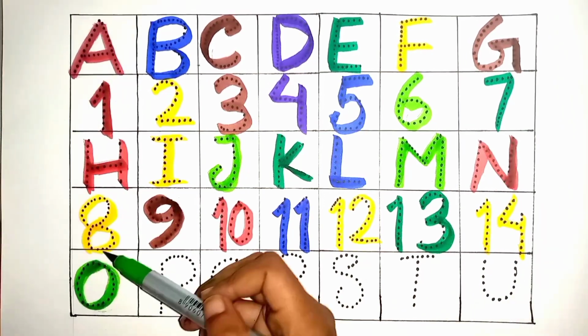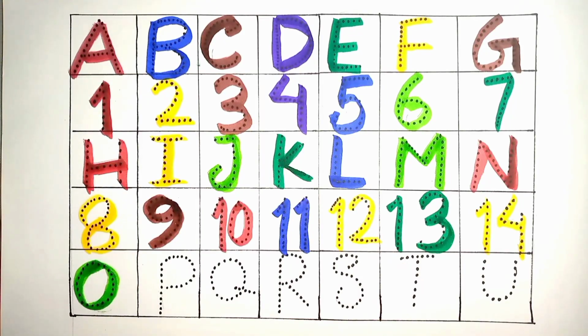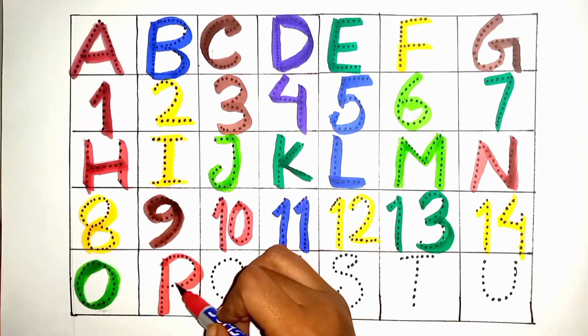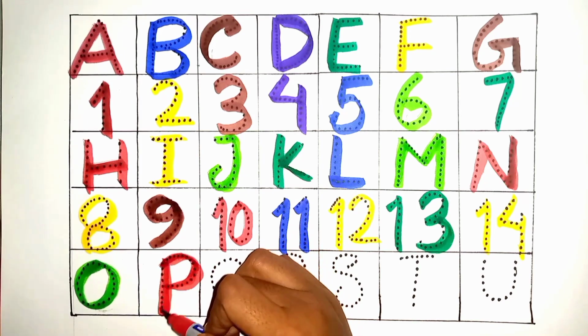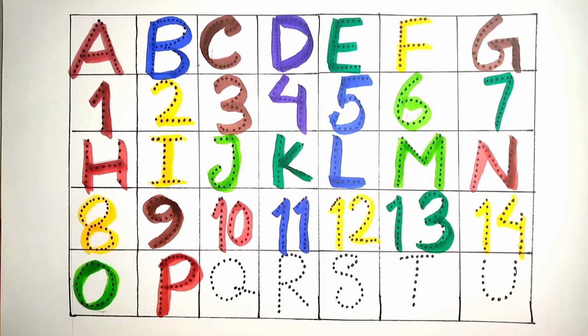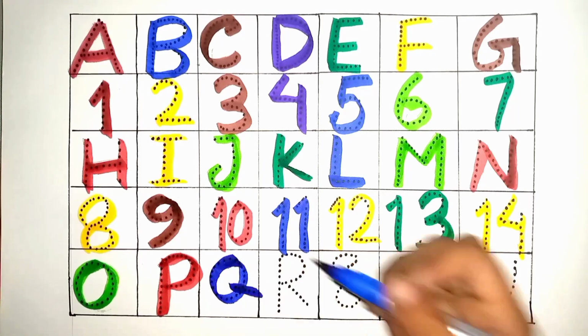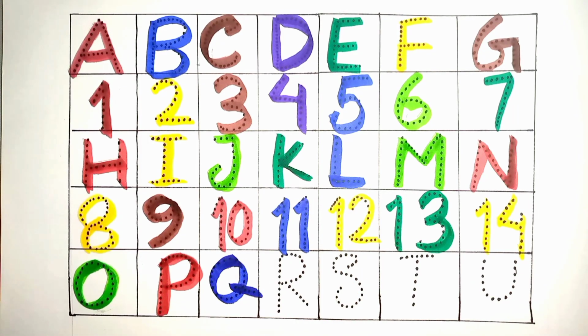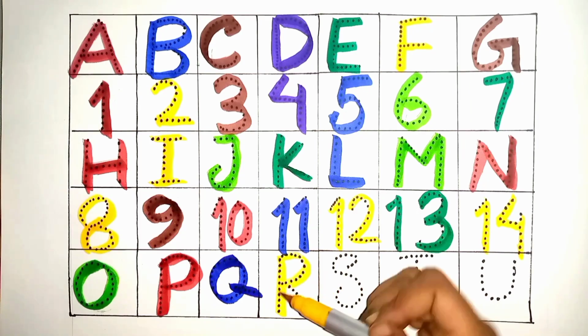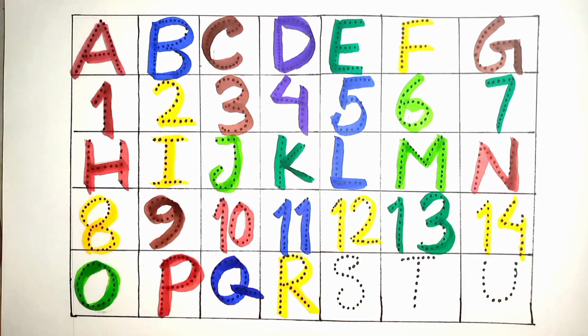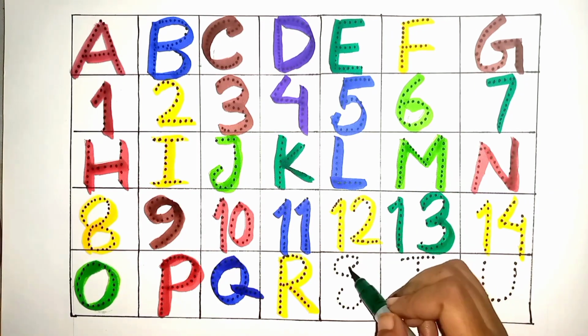O. O for orange. P. P for parrot. Q. Q for queen. R. R for rabbit.